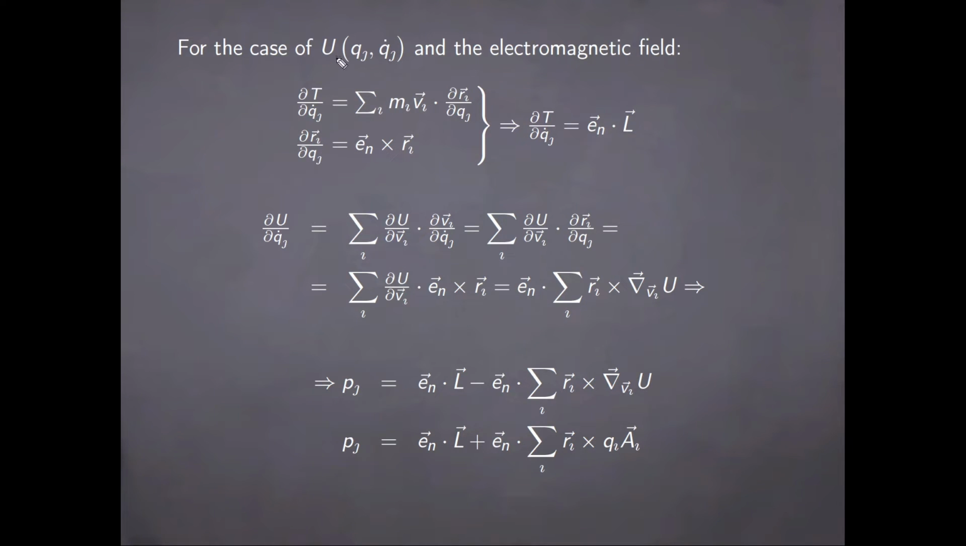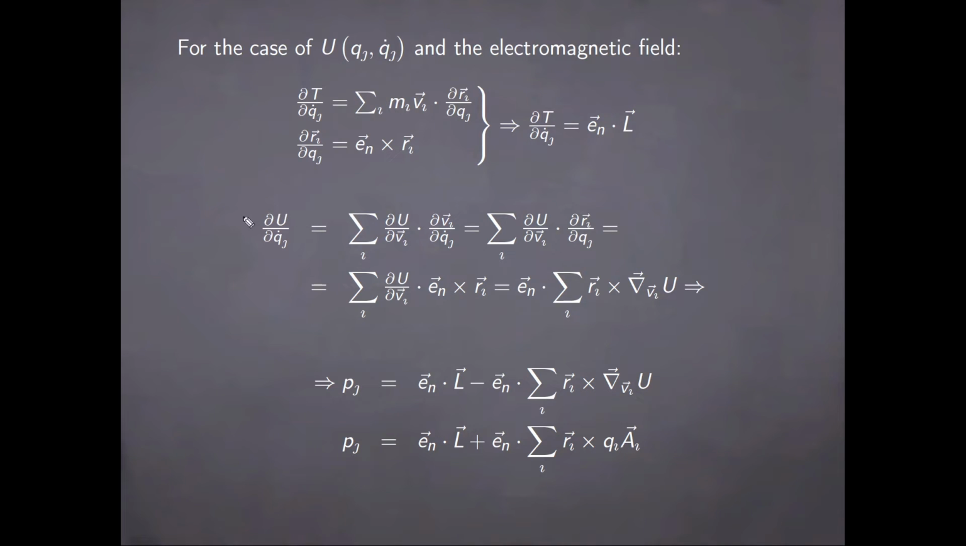Now for the case of a generalized potential in the electromagnetic field, this is the kinetic energy, and the partial derivative of the kinetic energy with respect to the generalized velocity Qj. And we know the derivative here is given by this expression, so this partial derivative is just the dot product between En and the orbital angular momentum.